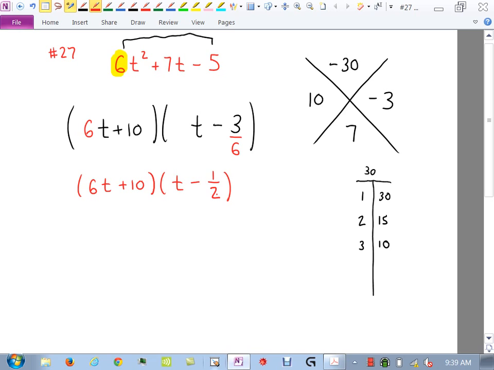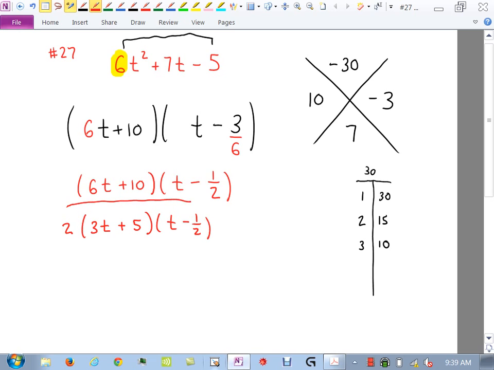Can I factor any further? The 6t plus 10 has a GCF in it, doesn't it? Okay, so what can I factor out of that one? A 2. So I pull a 2 out. I'm left with 3t plus 5, t minus 1/2.